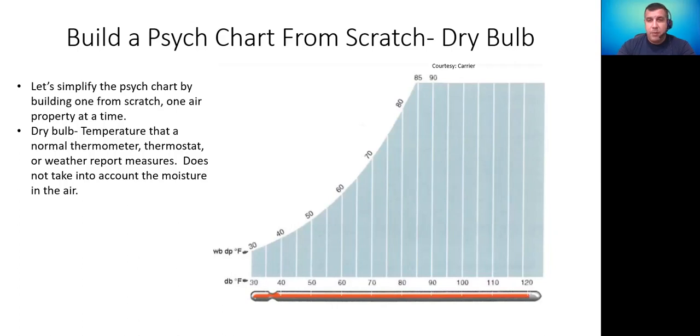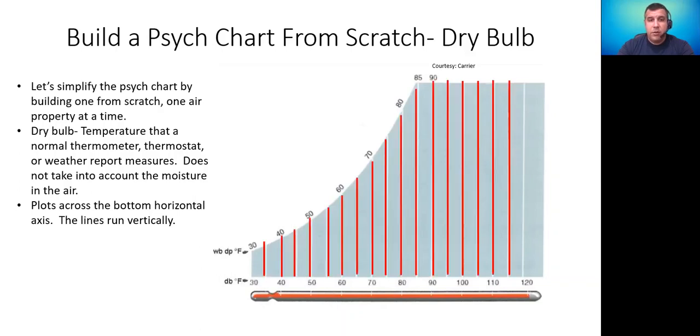Now, when we read dry bulb temperature, the scale goes from left to right on the chart. So in this case, from 30 to 120, maybe 125 on the chart. So it plots across the bottom horizontal lines. And then when we're actually plotting a point, we're going to plot that point somewhere vertically from that scale. So here's an example of it. Here's all of our lines on this chart that plot possible dry bulb temperatures in increments of 5 degrees.